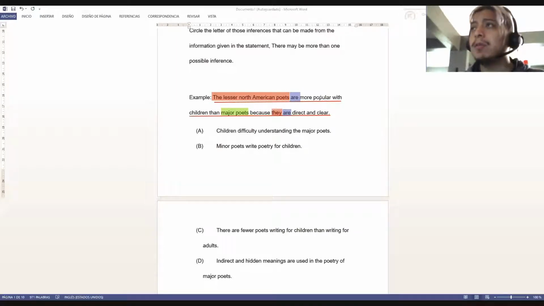One of them is more popular than the other one. The lesser North American poets are more popular with children than the major poets, okay? This is just what we know. We have two types of poets. Some of them are more popular with children than the others, and the reason is that they are direct and clear. So what can we infer, and what can't we infer?